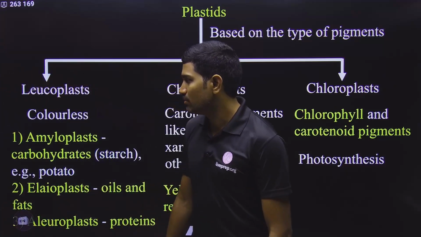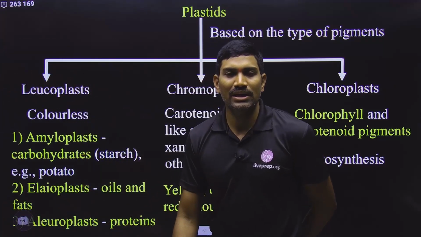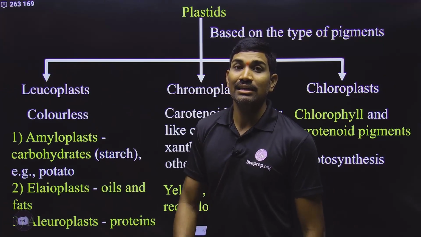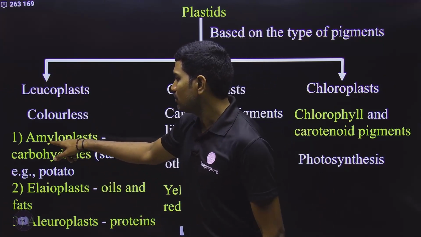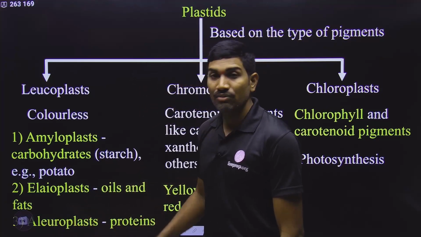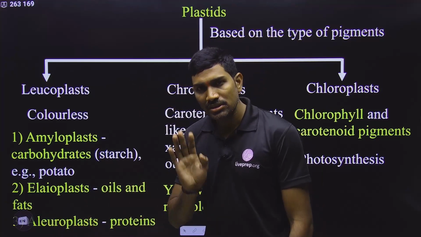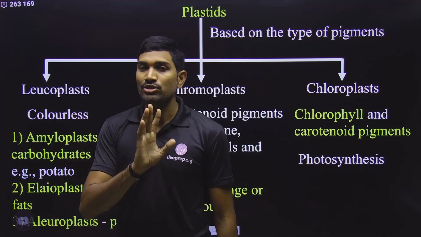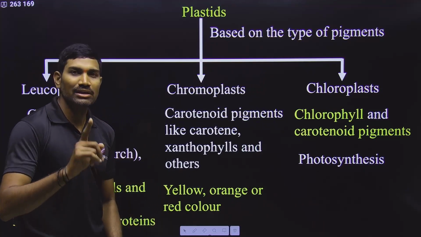Now what type of question may they ask? What is the color of leucoplast? Colorless. You can write directly. But sometimes they may ask, what is the color of amyloplast? What is the color of elaioplast? What is the color of aleuroplast? Like that they may ask. Still, you need to write colorless only. Many students get confused there, so you need to write colorless only.